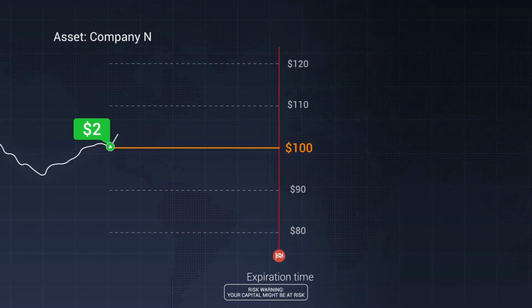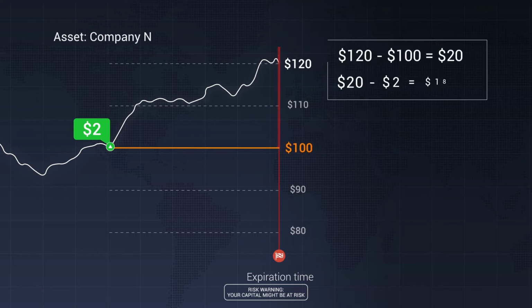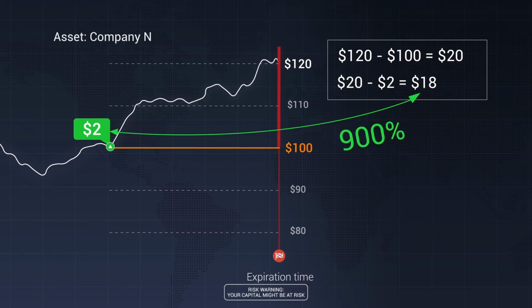Let's look at 3 possible scenarios. Scenario 1. The share price increases to $120 in the given time period. In this case, the buyer can exercise the option to buy shares at $100 and immediately sell them for $120, earning $20 minus the $2 that was paid for the option, for a total profit of $18. This is 900% of the $2 investment.